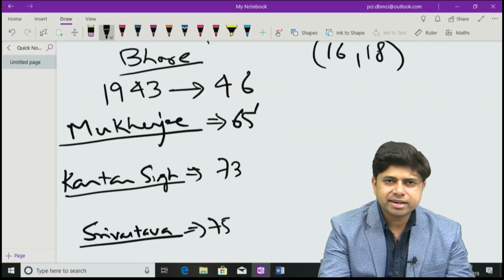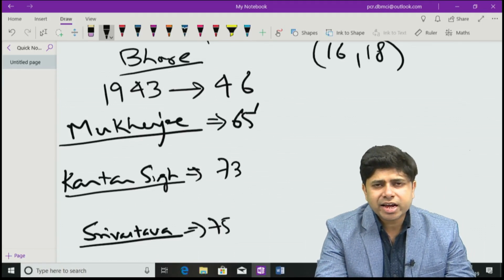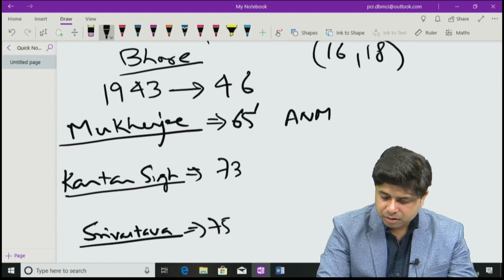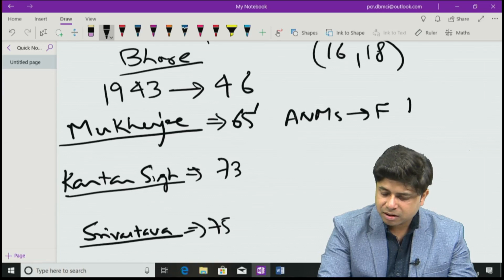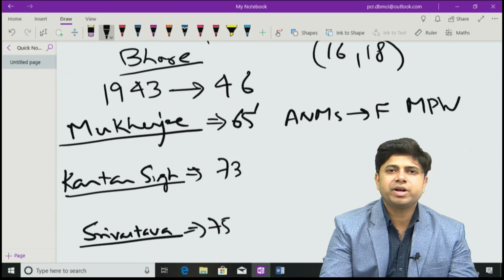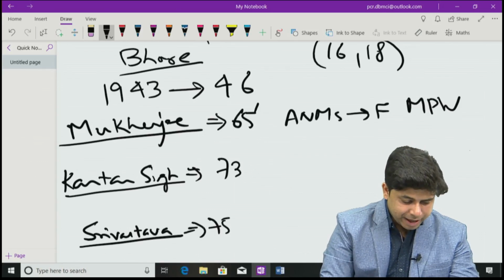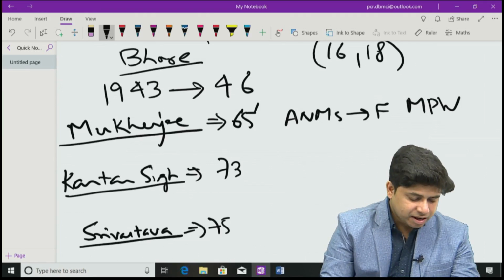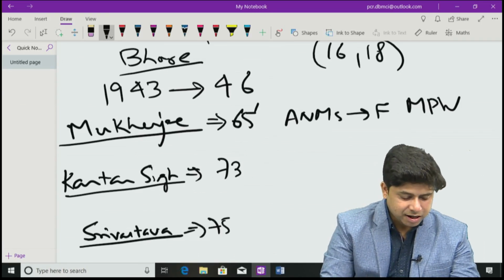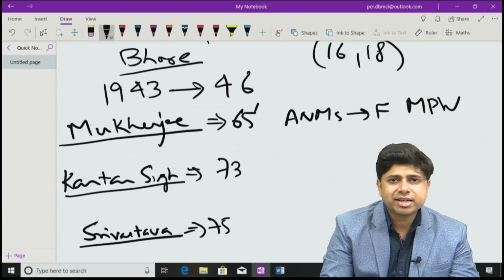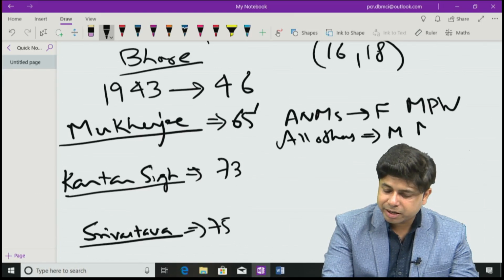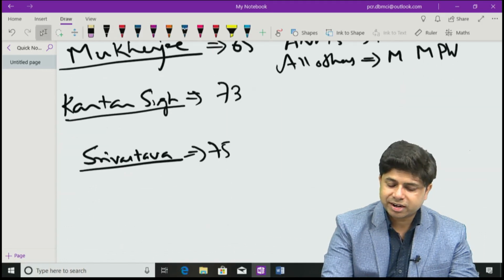What Mukherjee committee said was that the replacement of A&Ms should be done by female multipurpose workers. A&Ms should be replaced by female multipurpose workers. Before that, male multipurpose workers were there. And all others, like health workers, social workers and vaccinators, should be renamed as male multipurpose workers. So that was their recommendation.